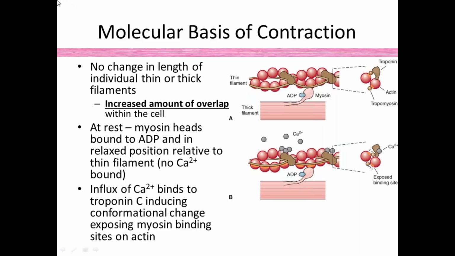Okay, so again, before we start, the point of the contraction isn't that we're changing the length of actin or myosin, it's that we're helping them to overlap more and more and more. That's where the strength is coming from. So first off, at rest, we can see that the tropomyosin is blocking the relationship between the myosin and the actin. But the myosin is ready and waiting to attach to actin should the opportunity present itself.